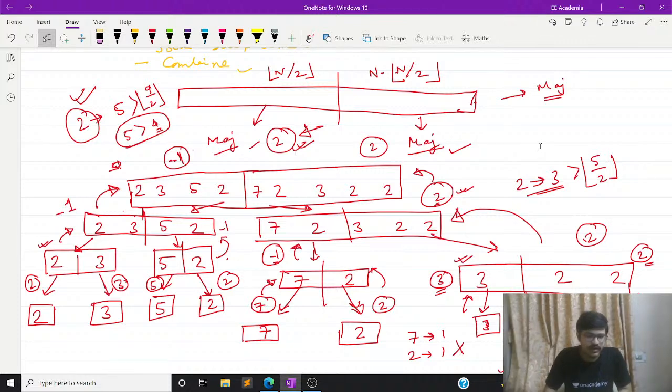Do you have any doubt till this point? You can tell me if you have some doubt.